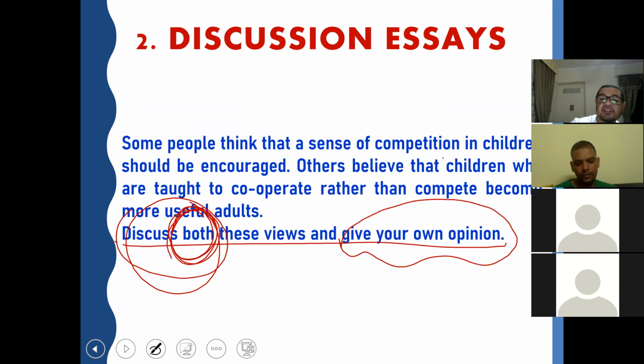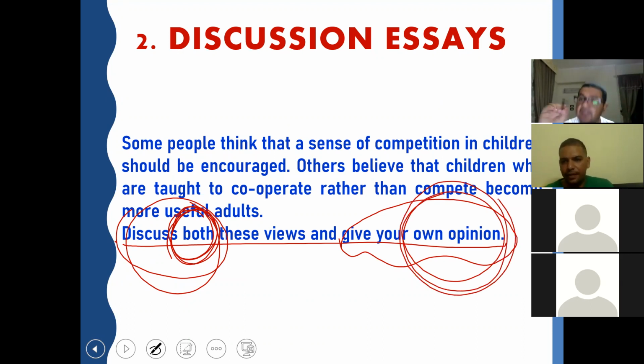But if the question says discuss both views and give your own opinion, then you will say, for example, some people say this, some people say that. My opinion is so and so. Some people say this is side A. Some people say that this is side B. My own opinion can be A or B, or it can be C. It can be a completely different opinion. It can be a balance of both.